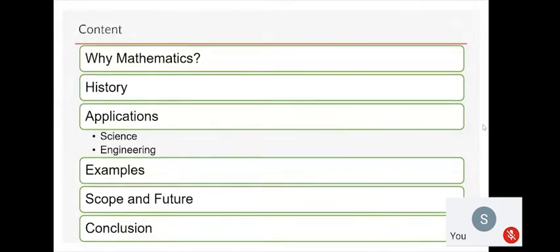I will give some important fields where mathematics is used, which are the science and engineering fields. After that, I would like to give some examples, where we can see how mathematics can be used to identify a problem as well as how to solve it. After that, I will explain some scope and future. Finally, I conclude my talk.